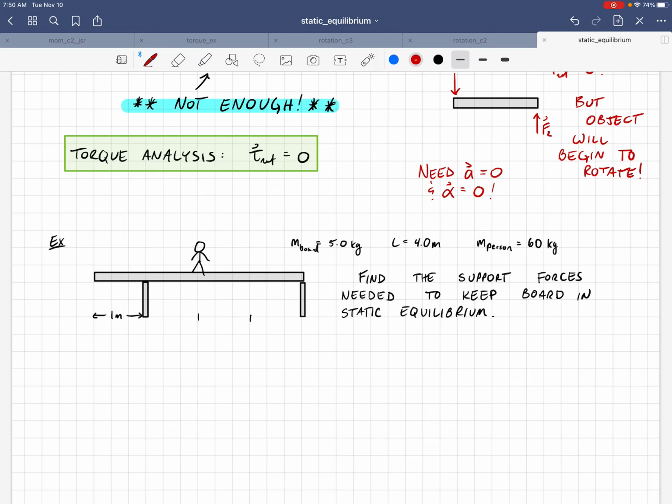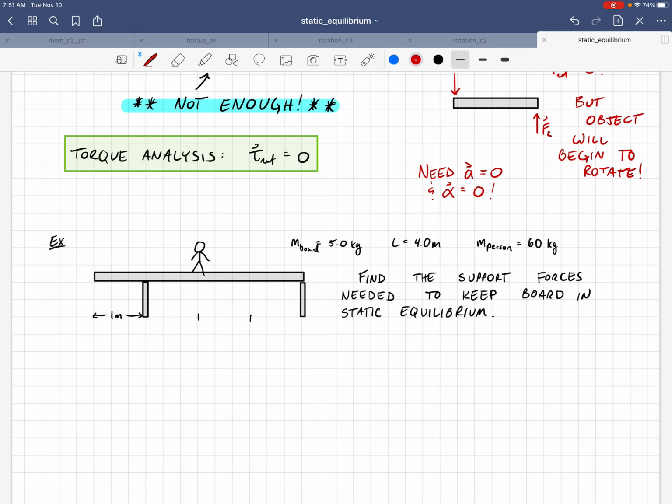I've got an example here to show exactly how we should begin to approach problems where we want to require an object to stay in static equilibrium. Again, back in force analysis, that would literally just be identify forces and apply Newton's second law. But now, since we've got rotation, we're going to see there's an additional step.